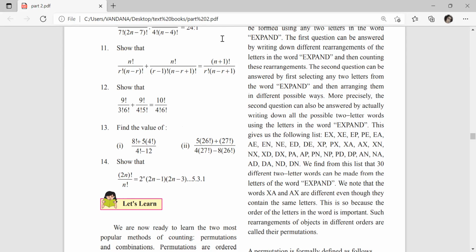Let us go with 13. Sum number 13. 8 factorial plus 5 into 4 factorial upon 4 factorial minus 12. I think the sum has to be checked. Is there something wrong in the sum? I'll check this sum first. Then we'll solve this. We'll solve 13, 14 tomorrow. And also we'll solve the fundamental principles.